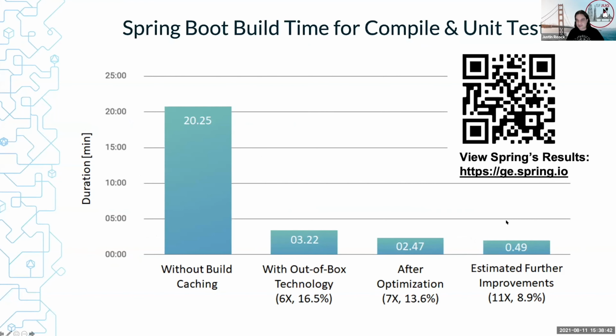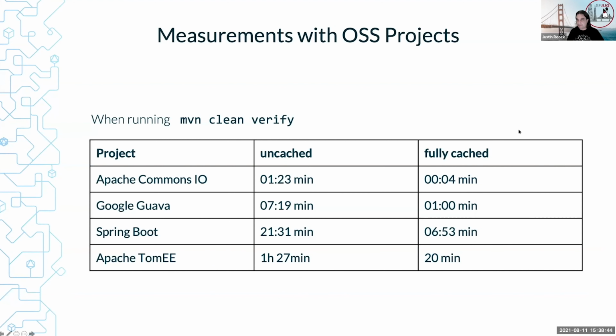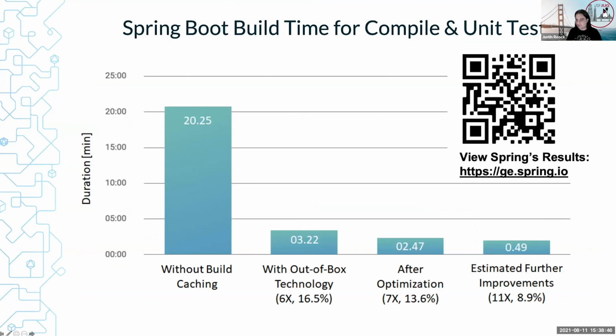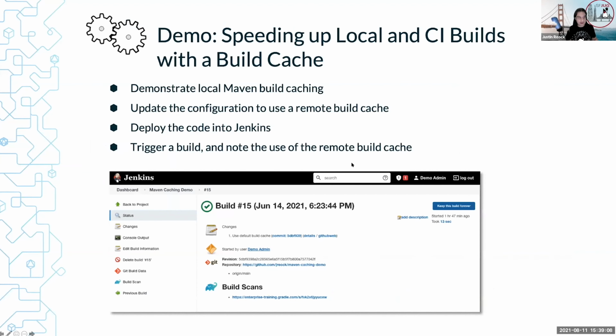We already talked about this again. Wayne posted the results. It's probably faster to click the link in the chat than to look at the QR code. But to give you an idea, without build caching, it's more than a 20-minute build, and out of the box, taking it down to a 3-minute build. But we have other optimizations such as test distribution that we've talked about that have been able to drive the build time down even further here. All right, that's a lot of talking. Let's take a look at a quick demo here.